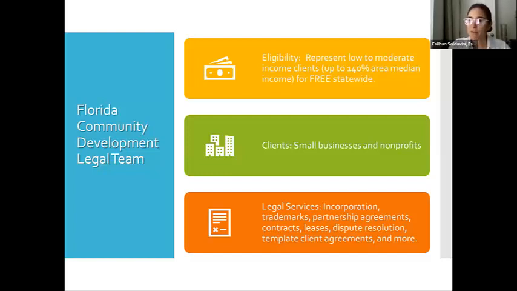So even if you're on the cusp of that and you think maybe you make slightly over, we'll really try to get you into those qualifiers depending on what your business does, where it's located, and who it serves. So even if you think you're close, go ahead and reach out. And one last thing is, if you have several owners, all of the owners have to be low to moderate income. So again, we don't represent any individuals, only small businesses and nonprofits, free of charge.